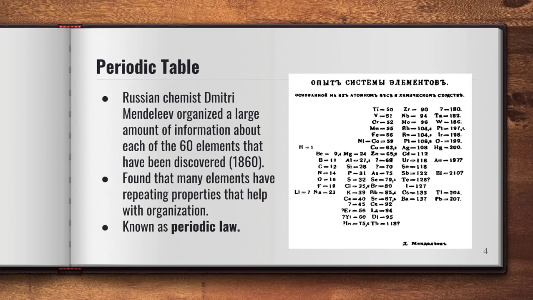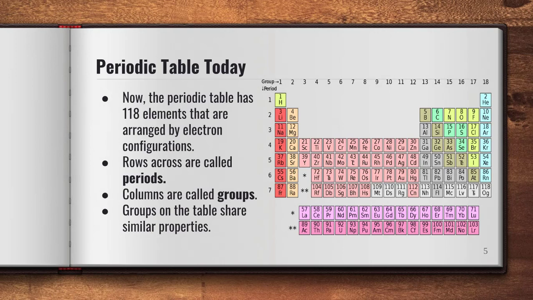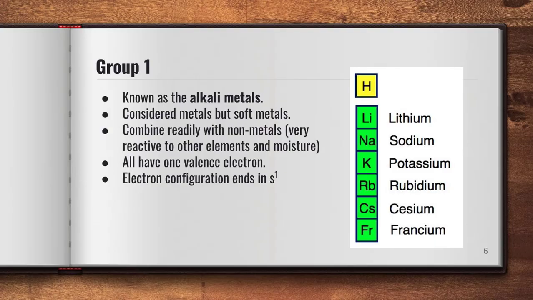So while this is very crude and very rough, it actually is a pretty good representation of what the periodic table is today. There are 118 elements on the periodic table today, and they're arranged primarily by their electron configurations. The rows going across are known as periods, and the columns going up and down are groups. What you'll find is that the groups on the table share very similar chemical properties.